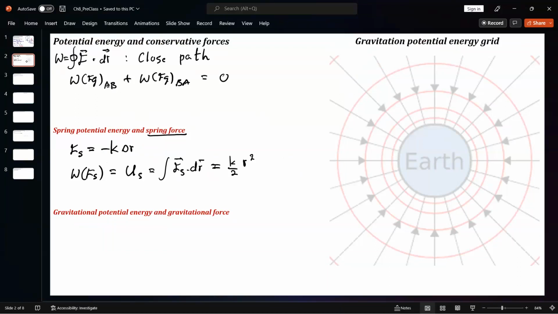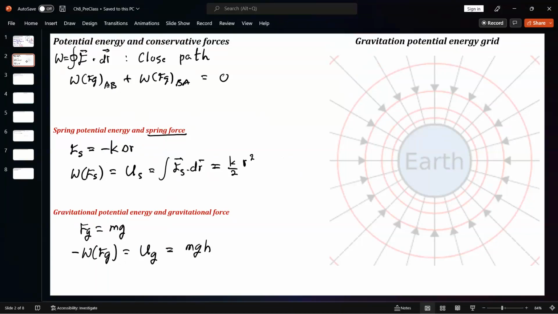And then similarly, we discussed the gravitational potential energy due to the gravitational force. Work done due to the gravitational force, negative of the work done, we call it the gravitational potential energy, which at the end of the calculation we end up with mgh, or force of gravity times h.